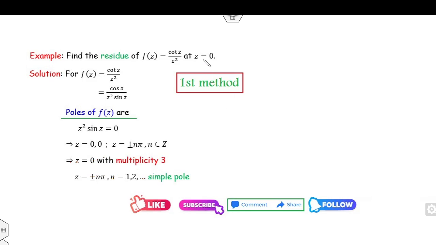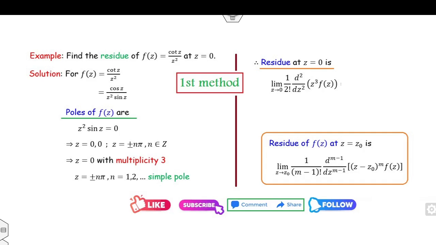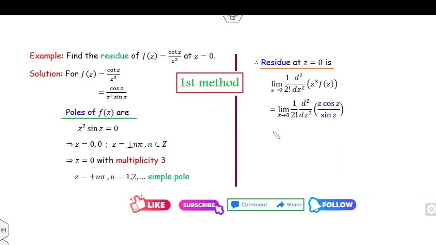Is it okay? Now our target is to find the residue at 0. So I can use type 2, that is limit z approaches 0. The multiplicity is 3, so 1 over 2 factorial times the second derivative of the function z cube into f(z). Now I can substitute the value of f(z). This is my f(z), so z cube and 1 z will be cancelled out. Now how can you find the second derivative? I can take 1 over 2 factorial outside, z approaches 0. So firstly I can take the first derivative.